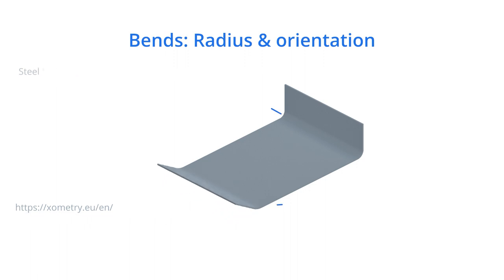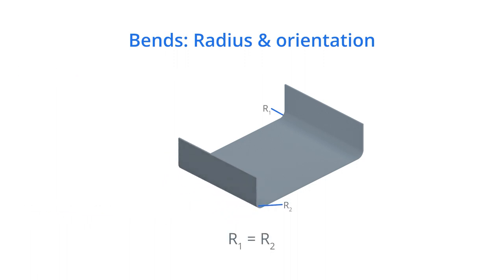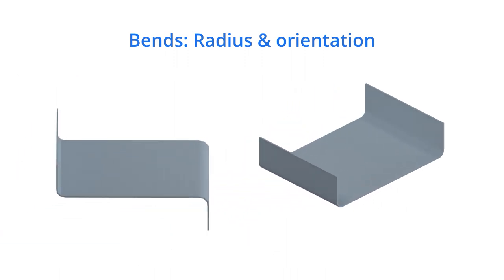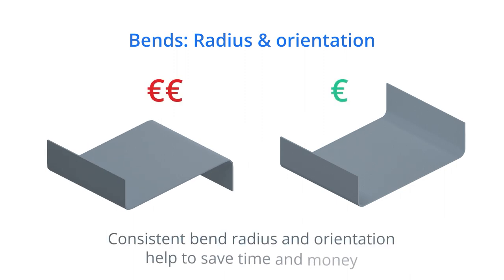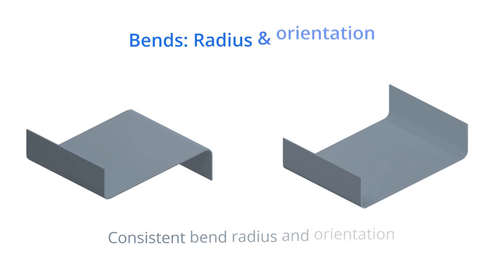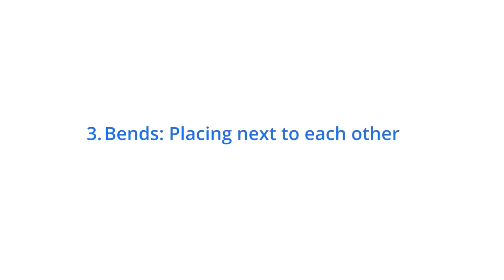Keeping the bend radius consistent makes the part cost-effective, as you can use the same tool to bend it. Keeping bends in the same plane in one direction also helps to save time and money by preventing part reorientation, especially for parts with complex bending. Bends, placing bends next to each other. You should avoid successive bends except when absolutely necessary.